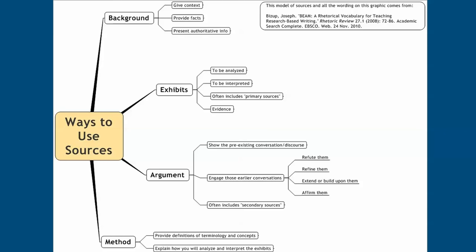When you put all of these sources together, you're able to make a really strong argument. Keep in mind that one source might be used in several different ways. You might use a source for the argument, and it might also include an example. So sometimes they can fall into more than one category.